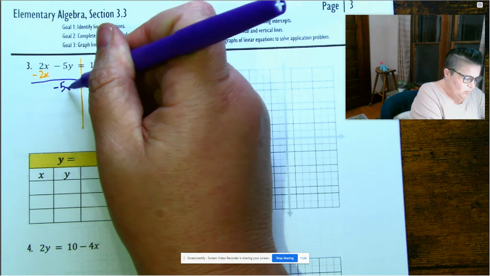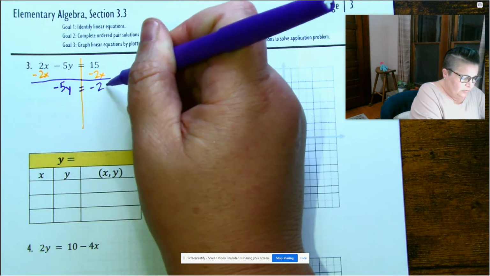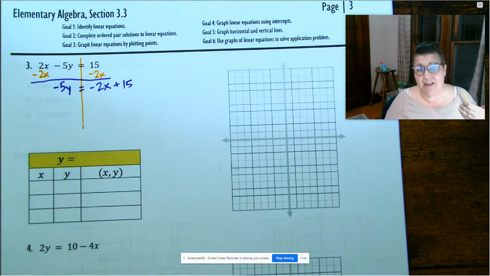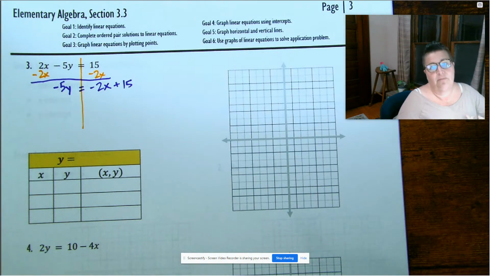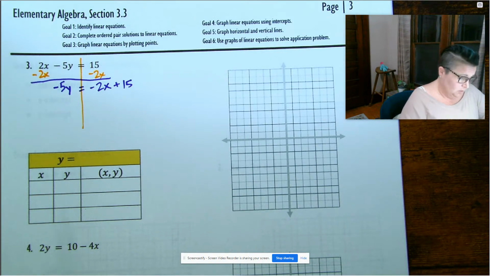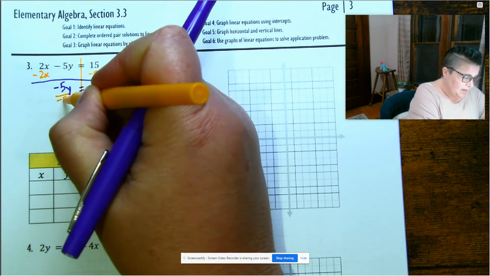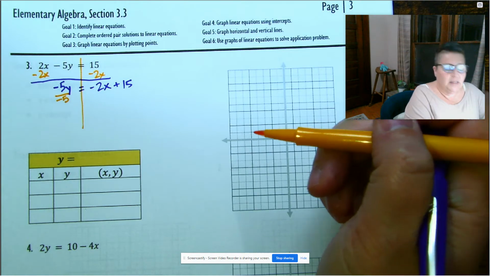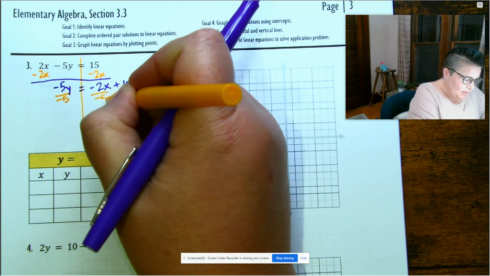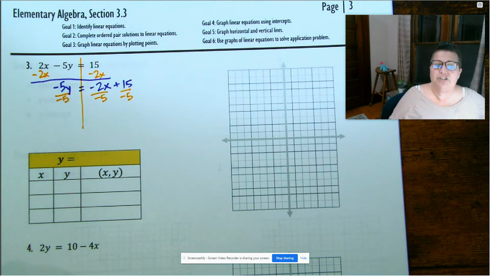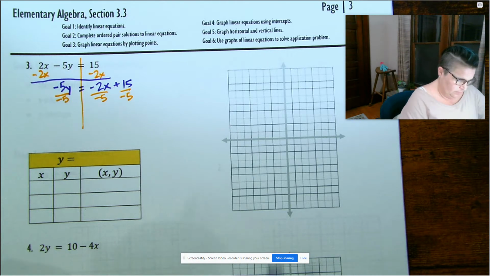I'll have negative 5y equals negative 2x plus 15. 15 minus 2x is fine. I just always like to put my x's first. It's just an order that I've been trained to do, so I do it. All right. In order to continue to isolate the y, I'm going to divide by negative 5. And if I do that on the left side, I need to do that with each term on the right side as well. Essentially distributing that division across each term, much like if we were multiplying, we would multiply each term.